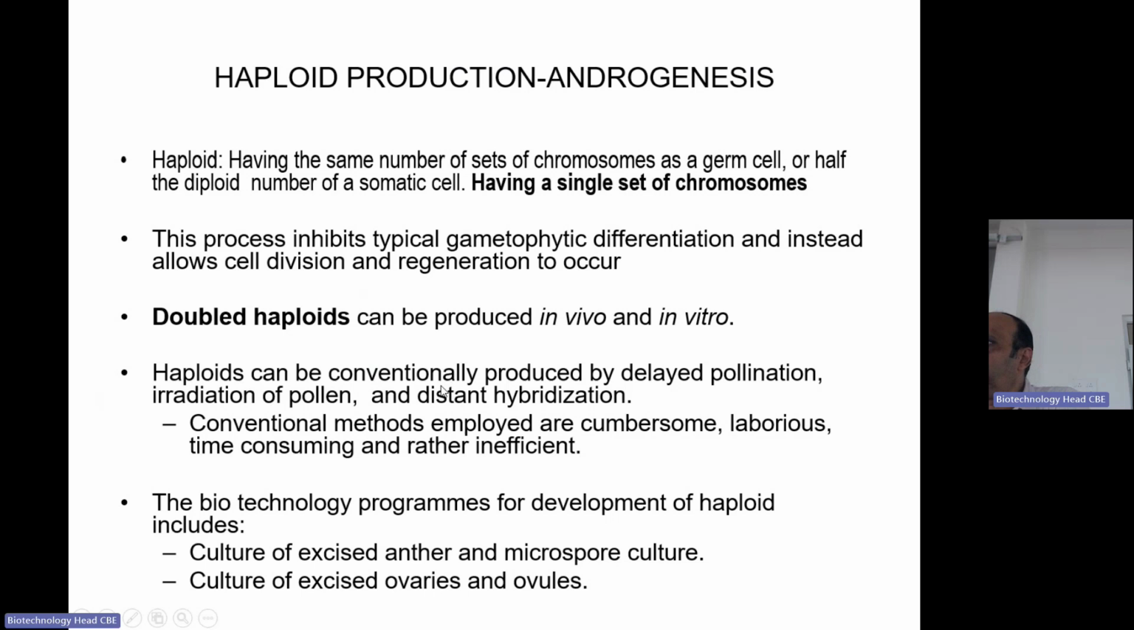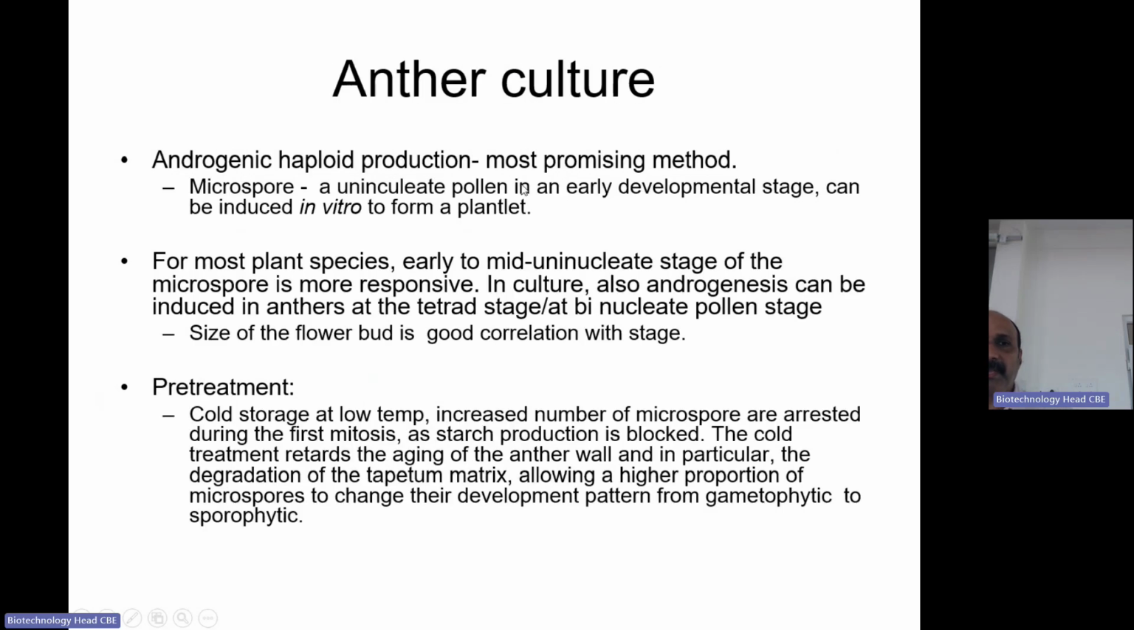But normally in the field, conventionally, haploids can also be produced by delayed pollination, irradiation of the pollen, killing of those pollen grains, or distant hybridization. You can also produce haploid plants this way. But these conventional methods are cumbersome, laborious, time consuming, and also not efficient. So this is done in tissue culture by using an excised anther and microspore culture, or also using ovaries and ovules.